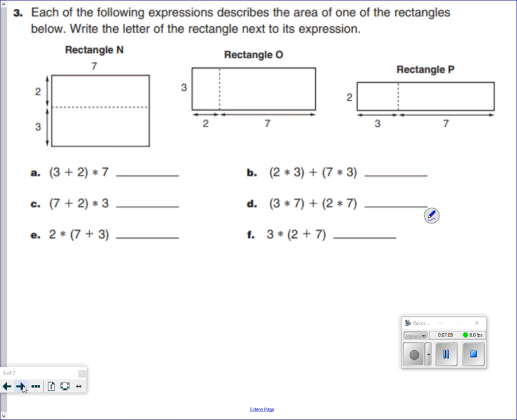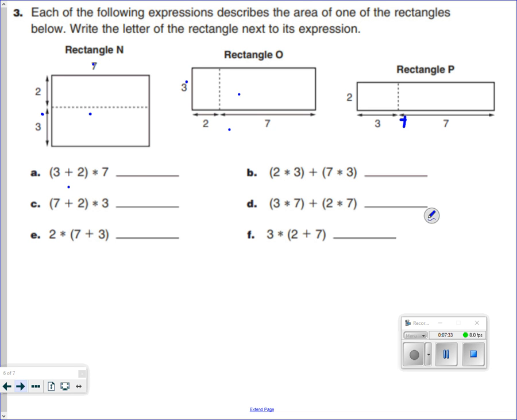Moving on here. Each of the following expressions just describes the area of one of the rectangles below. Write the letter of the rectangle next to the expression. Well, here we have 2 plus 3 times 7 is an area right here. This problem right here is going to be 2 plus 7 times 3. Right here we have 3 plus 7 times 2. So let's take a look at this first one. We have 3 plus 2 times 7.